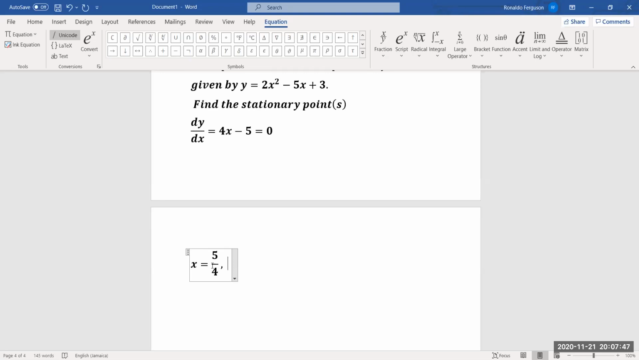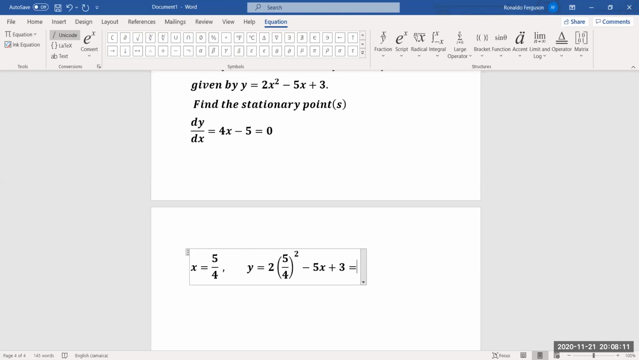Would you plug 4 over 5 into the original equation? Say it with confidence. To find y, you need to plug x back into the original formula, because that gives y. So we're going to plug in 5 over 4 squared minus 5x plus 3. We'll do that now.